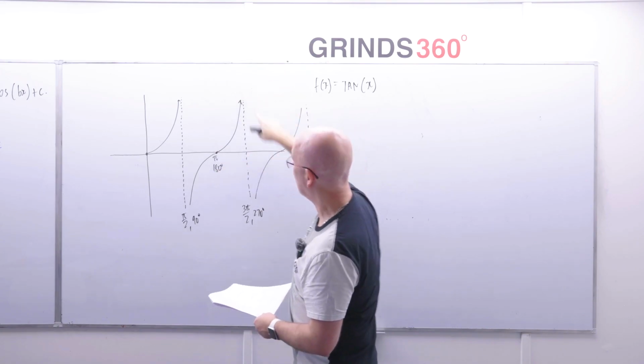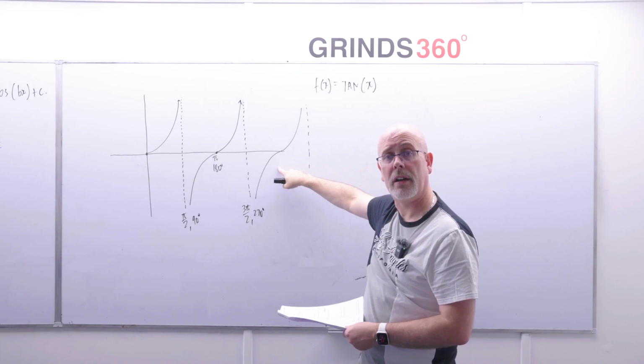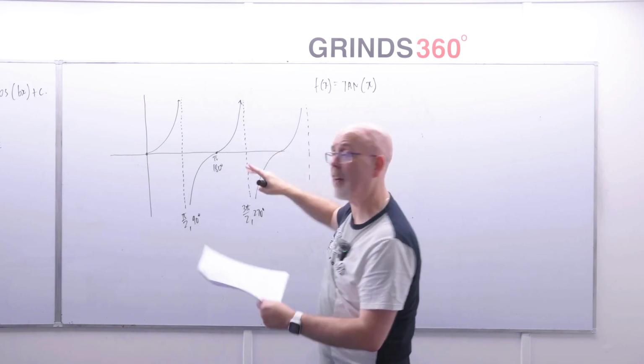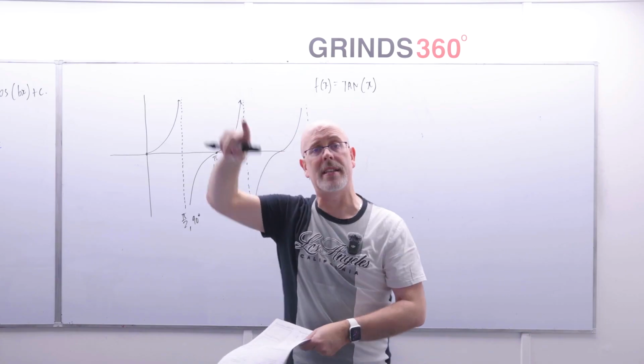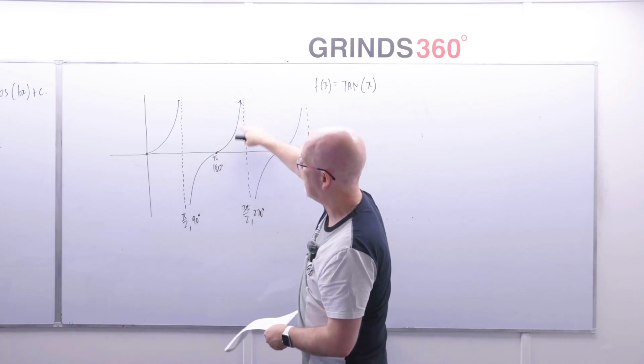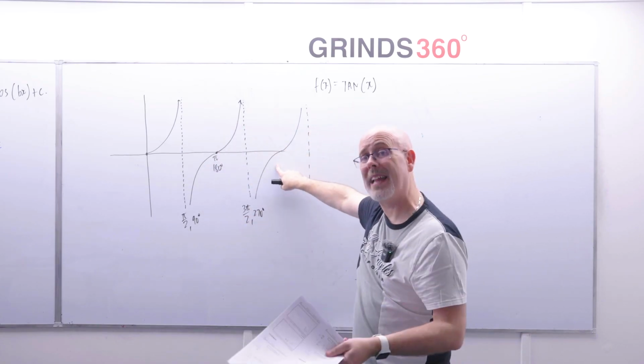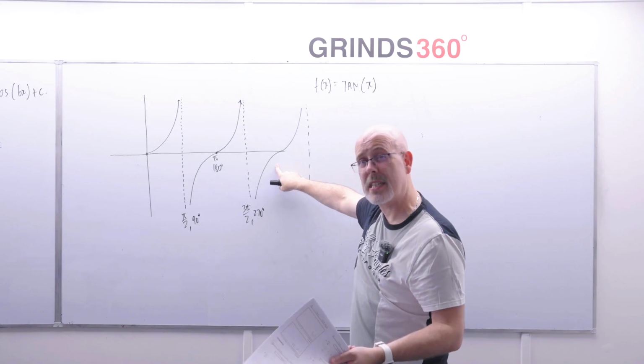There's no way I will ever find myself on this part of the graph here. These two parts of the graph are not connected to one another anywhere. So if I was trying to draw this with my pencil, I would not be able to draw this bit here and then this bit here without lifting my pencil off the page. That's kind of what discontinuous means.